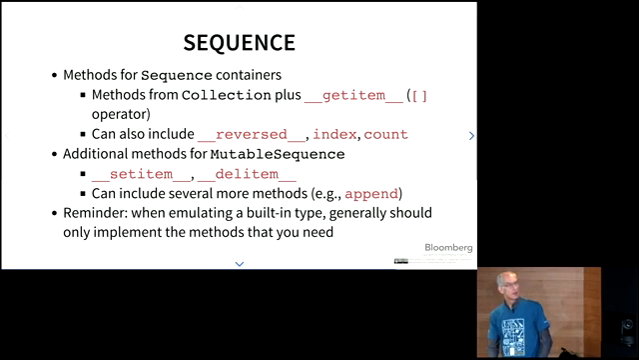So for a sequence, the methods for sequence containers are everything that a collection is, plus getitem, which is the square brackets. It could also include, optionally, reversed, index, and count. There are some additional methods if you're going to have a mutable sequence, like tuple versus list, which are setitem and delitem. And then there are several more optional methods that you might need to implement. All of these are documented in the collections.abc documentation.